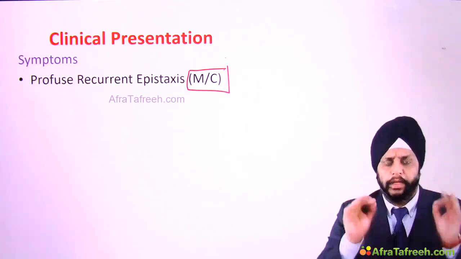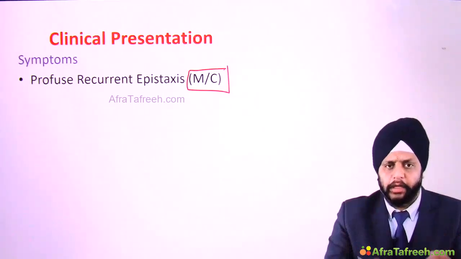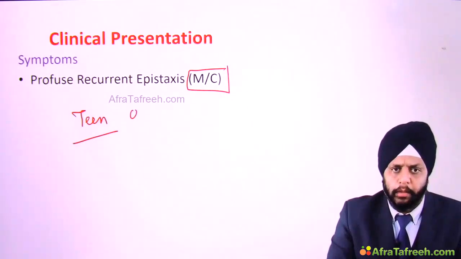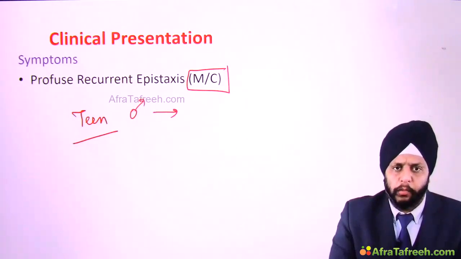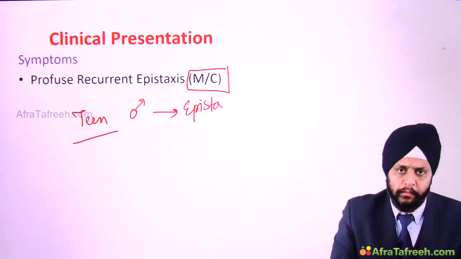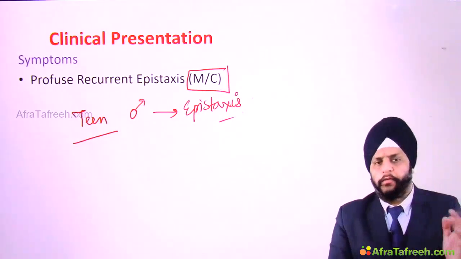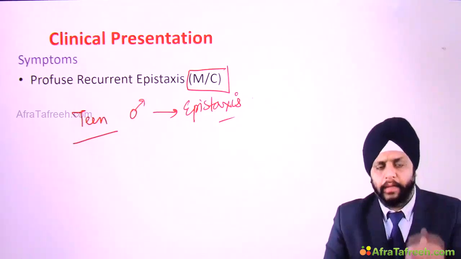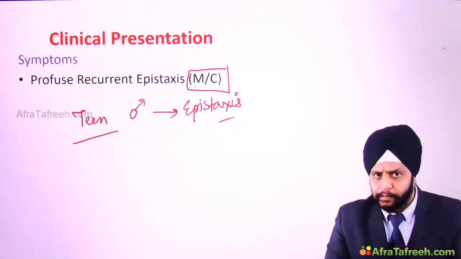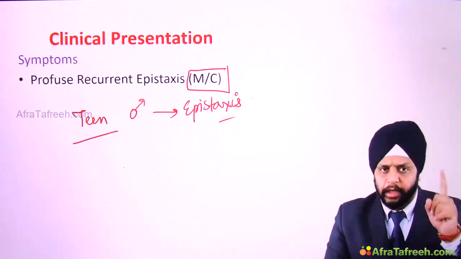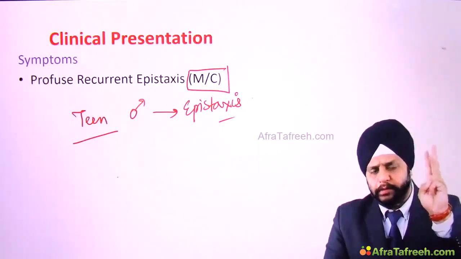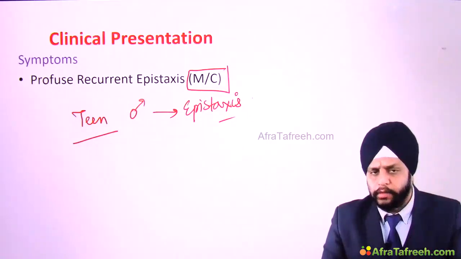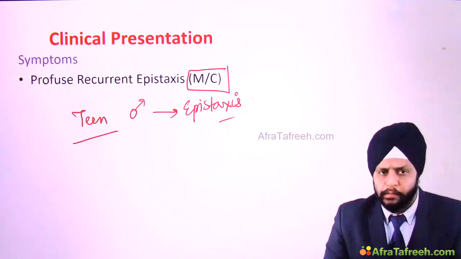Now remember, that's a dictum in ENT. What is a dictum? If a teenage male patient presents with epistaxis, okay, a profuse recurrent epistaxis, our first diagnosis is JNA, unless and until proven otherwise. So if a teen patient, male patient, with profuse recurrent epistaxis comes to you, your first diagnosis has to be JNA until proven otherwise.